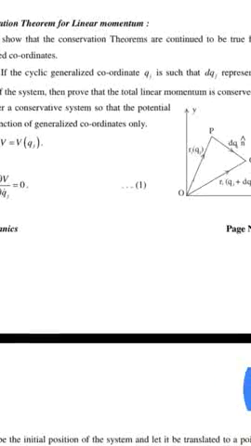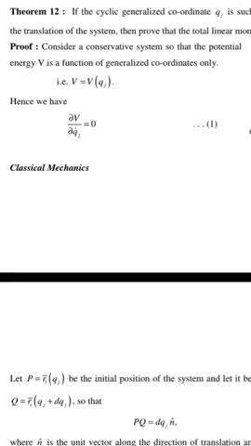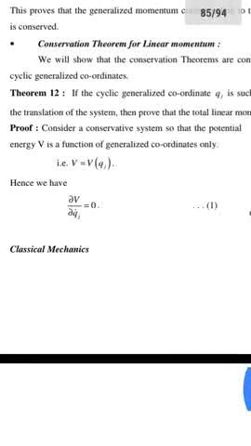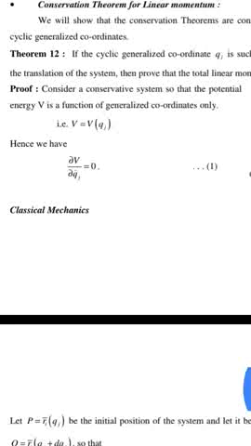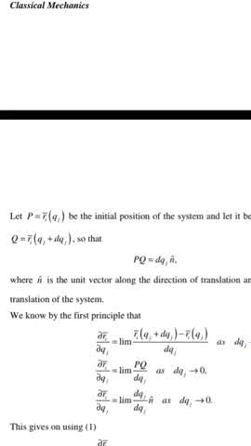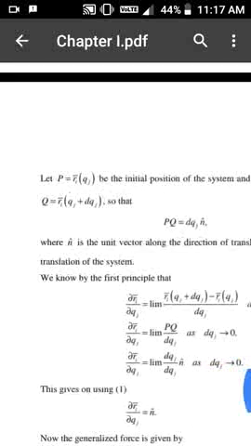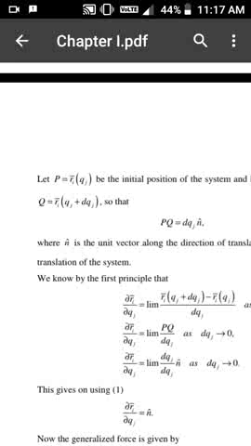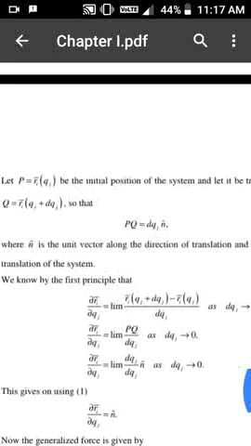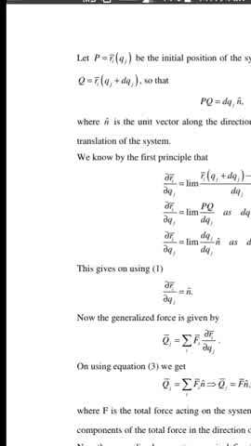Consider a conservative system so that the potential energy V is a function of generalized coordinates only, that is V is equal to V(qj). Hence we have ∂V/∂qj dot is equal to 0, call it equation 1. Let P, equal to ri of qj, be the initial position of the system, and let it be translated to a point Q, equal to ri of qj plus dqj, so that PQ is equal to dqj n cap, where n cap is the unit vector along the direction of translation, and dqj represents the translation of the system.